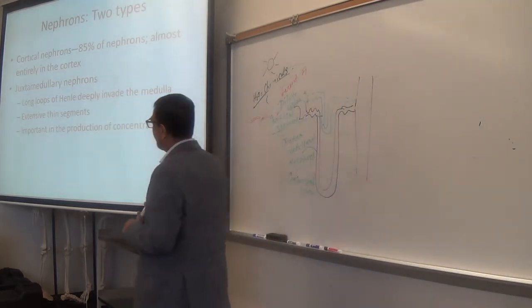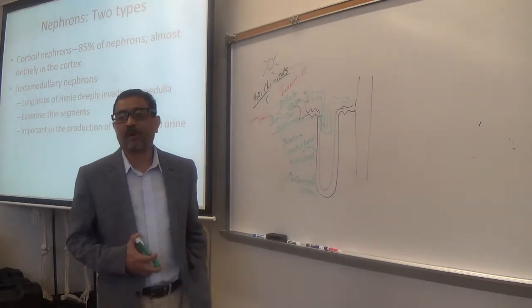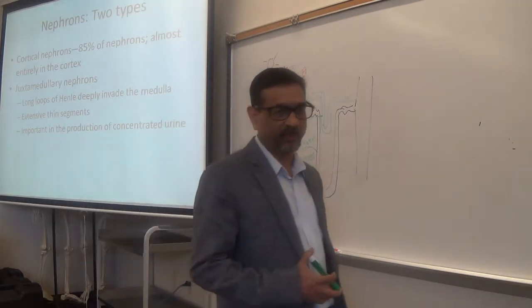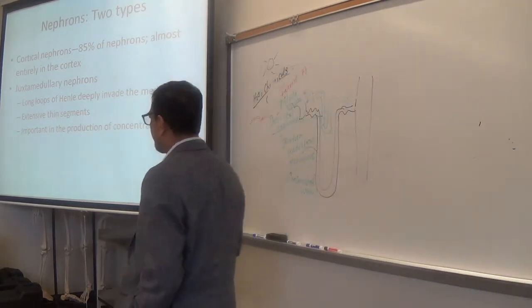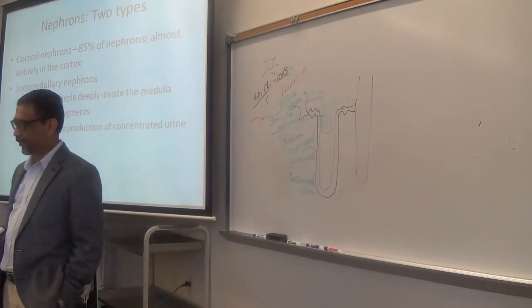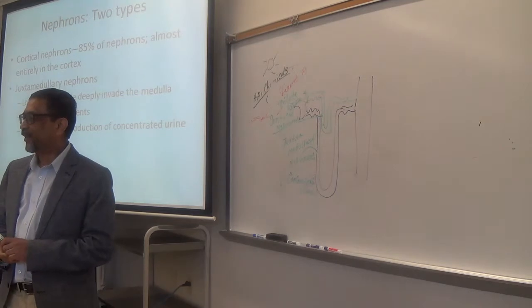In human kidney, we have cortical nephrons more. 85% nephrons are cortical nephrons. Only 15% nephrons are juxtamedullary nephrons. Is it clear? Right. Now you tell me, in a camel, have you seen camel?